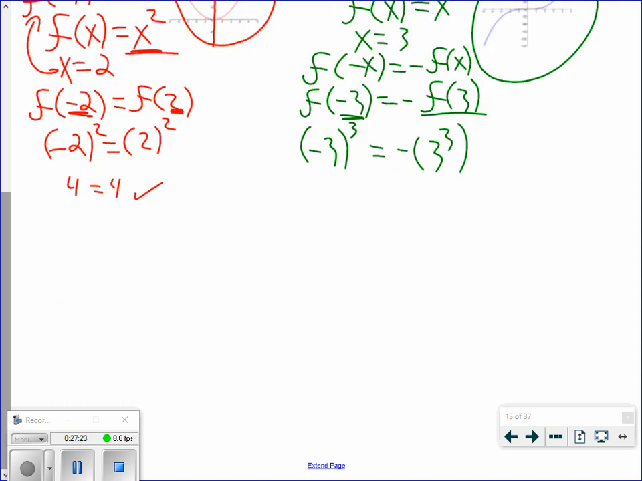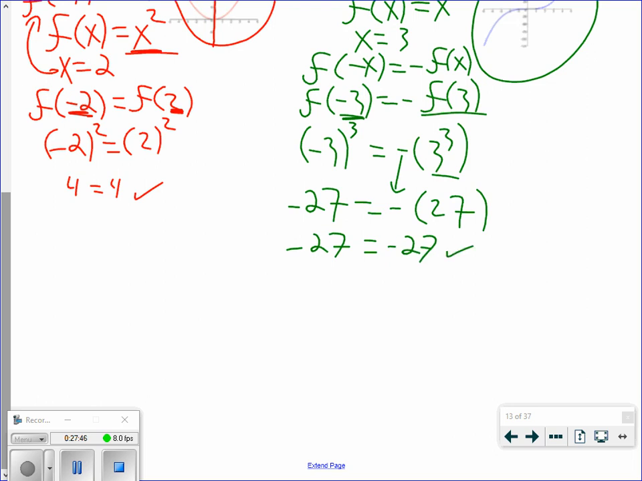We're going to keep solving it out. Negative 3 cubed is negative 27. Right, negative 3 times negative 3 is a positive 9. Positive 9 times negative 3 is a negative 27. And then 3 cubed is just a positive 27. We have a negative on the outside still. Don't forget about it. So negative 27 equals negative 27. That's true. And that's what it means to be an odd function.